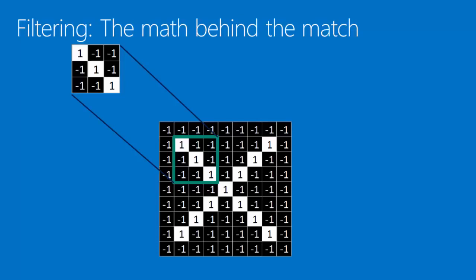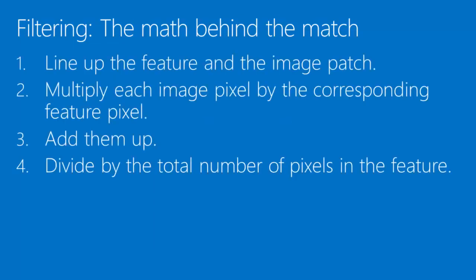And the way this is done is a feature is lined up with the little patch of the image, and then one by one, the pixels are compared. They're multiplied by each other, and then added up and divided by the total number of pixels.